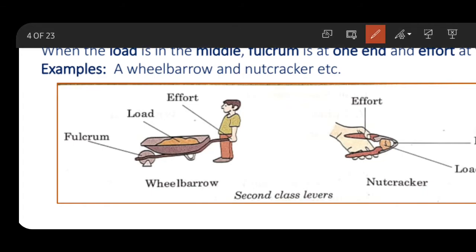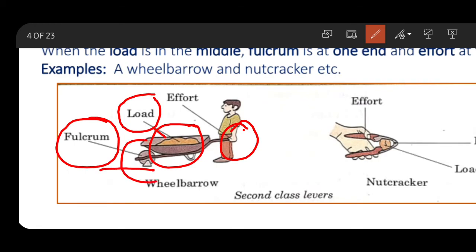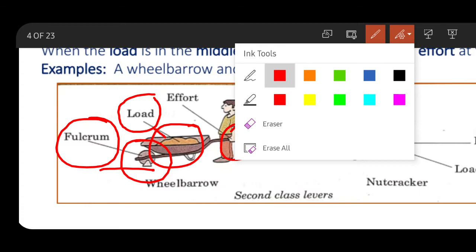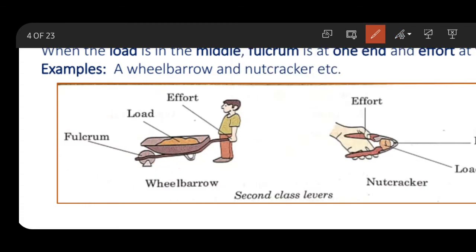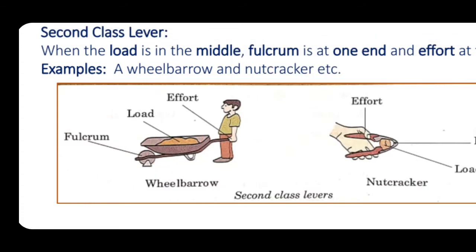In this picture, according to the second class lever, the load is in the center. In the wheelbarrow, there is some stuff, so this is the load. The effort is applied by the man, and the fulcrum, the support, is at the end. I hope you all got my point very clearly. Let me repeat it again for you.